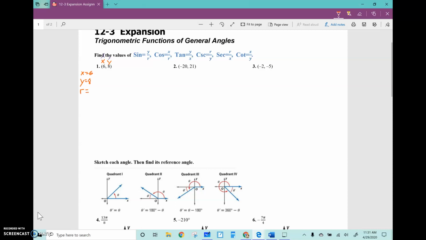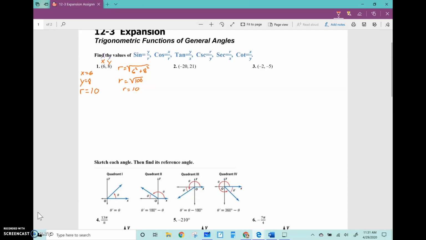All right, and the way we found r was we just squared x and y, added them together, like so. So we said r equals the square root of 6 squared plus 8 squared. When we do the math there, we get r equals the square root of 100, and r equals 10. All right, so once you found those three numbers, you would just go in for sine, cosine, tangent, cosecant, and cotangent, and set up your formulas.